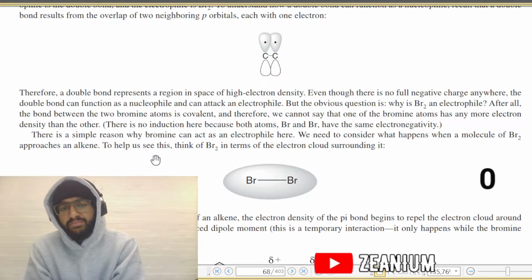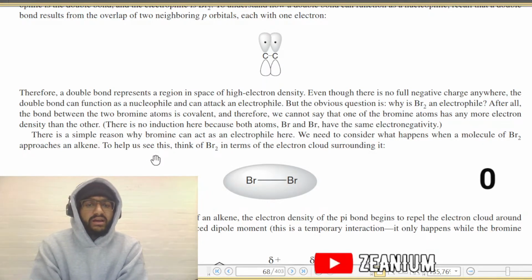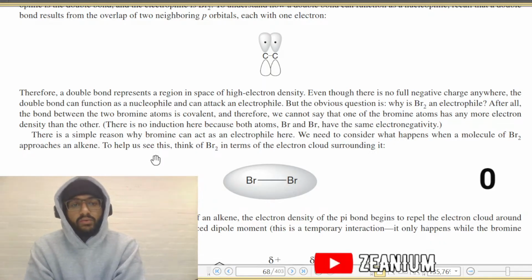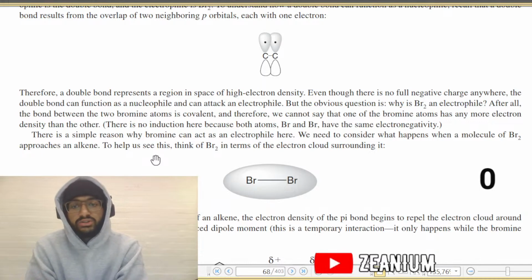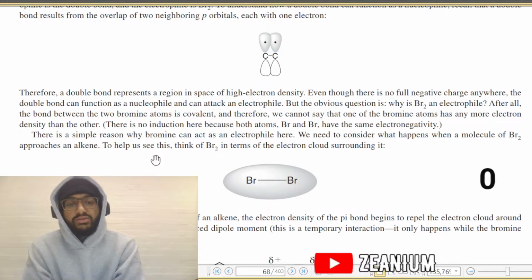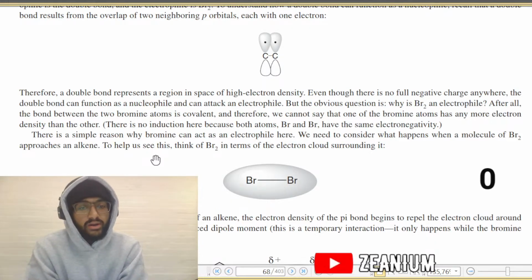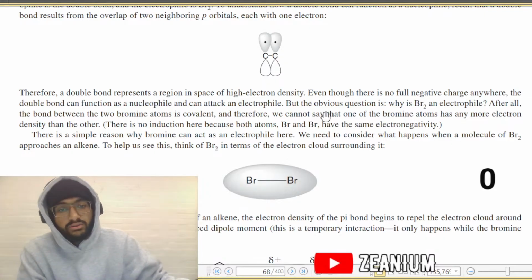There is a simple reason why bromine can act as an electrophile here. We need to consider what happens when a molecule of Br2 approaches an alkene. To help us see this, think of bromine in terms of the electron cloud surrounding it. So we have an illustration here.